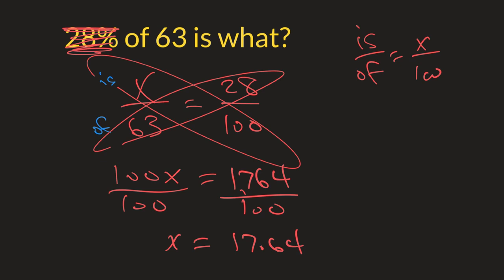How did you get that 1764? 63 times 28. 63 times 28, 1764. 100 times x, 100x. We are cross multiplying. We have a proportion. We are cross multiplying to solve. Okay? Other questions? It's good. Other questions? Okay. Everybody got this one? We good?